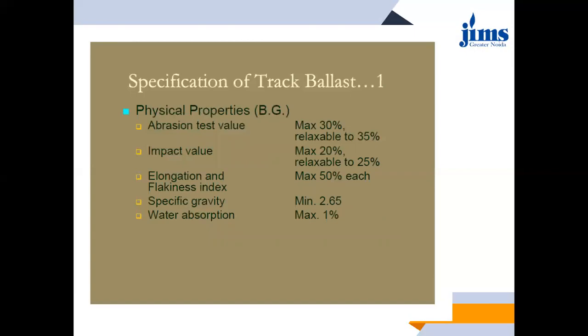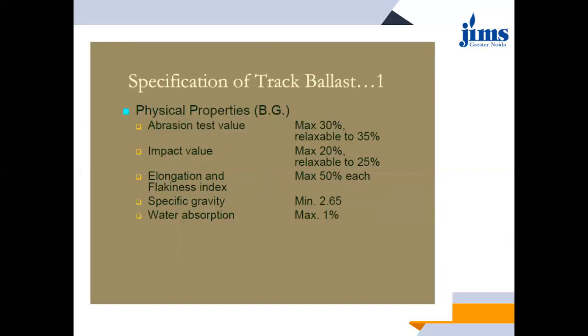Okay. Next is physical properties of ballast, track ballast. For broad gauge, the track ballast which is used has physical properties as follows. Abrasion test value: the maximum value is 30%, relaxable to 35%. Then impact value: the maximum value is 20%, relaxable to 25%. When we talk about elongation and flakiness index, as discussed earlier, the maximum value should be 50%.